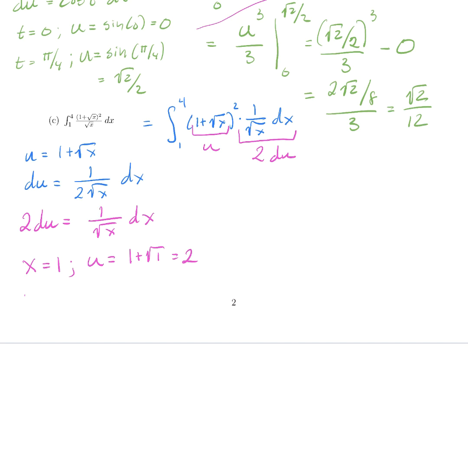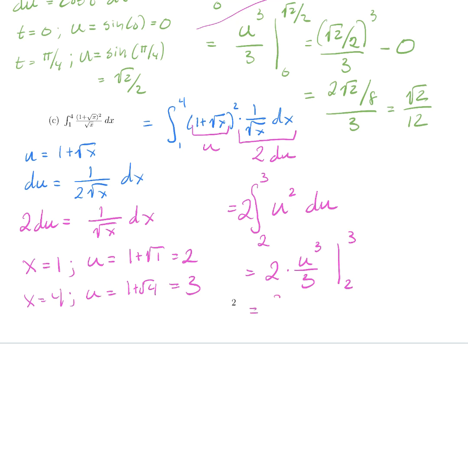And the new upper limit is when x is 4. u is 1 plus root 4, which is 3. So this now becomes the integral from 2 to 3. The 2 du, the 2 can come out front, and I just have u squared du. But now because I've changed those limits, I can finish this integral in terms of u. So I get 2 times u cubed over 3, evaluated from 2 to 3.